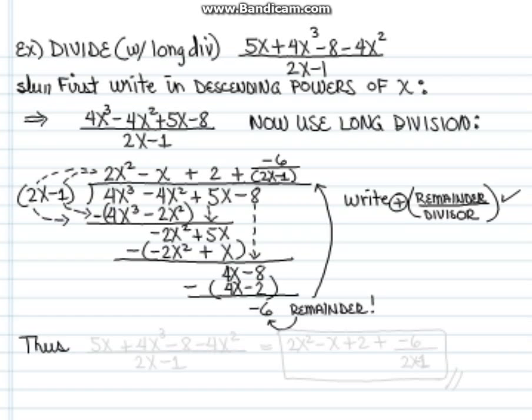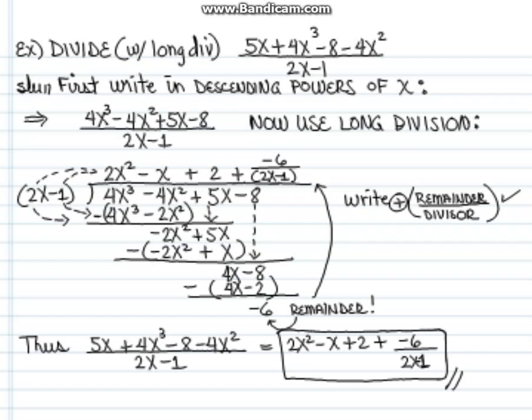Thus, if I may conclude, the original question, 5x plus 4x cubed minus 8 minus 4x squared divided by 2x minus 1 is equal to the answer across the top, 2x squared minus x plus 2 plus negative 6 over the divisor 2x minus 1. And we are finished. Whew, that long division, they call it long because it takes so long.